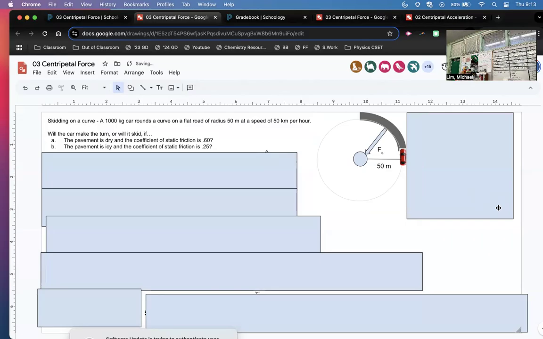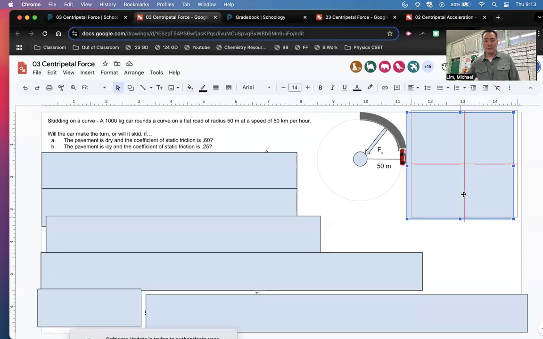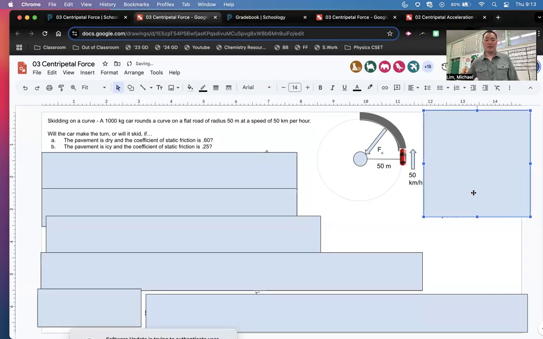Just draw yourself a circle, draw yourself a rectangle. That'll be your car. And then show the car moving in a direction with 50 kilometers per hour as its speed. This is especially important if you ever drive in the mountains.